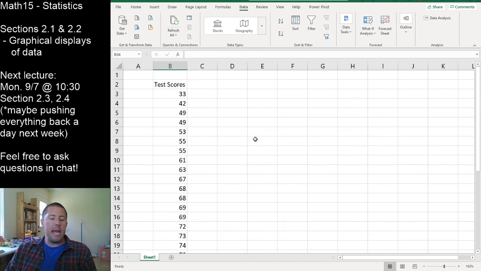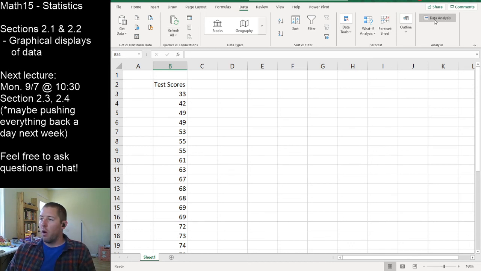So to make a histogram, all we've got to do in Excel is go to the Data Analysis choice up here. Data Analysis should be one of your options. If you don't have a Data Analysis option, just Google "Excel data analysis," and I promise the first hit will be instructions for clicking a little button that turns on this option.